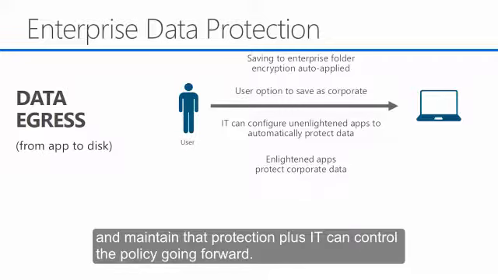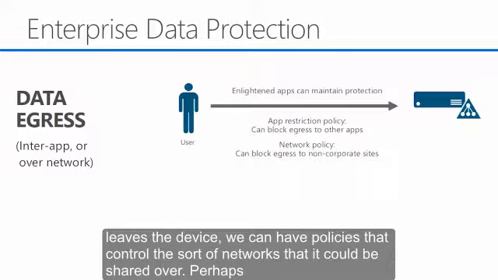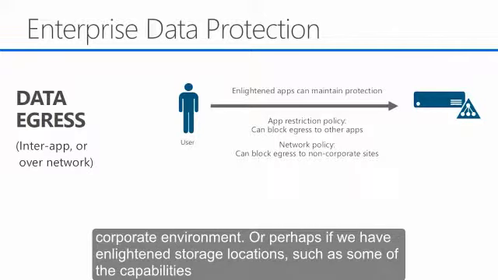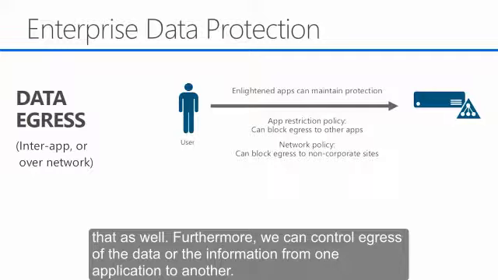plus IT can control the policy going forward. All right, so let's take a look at now sharing this over maybe a third-party file share or across the internet. As data leaves the device, we can have policies that control the sort of networks that it could be shared over. Perhaps we have a policy that requires a VPN back to corp, and the data can only be stored on a managed location in the corporate environment. Or perhaps if we have enlightened storage locations, such as some of the capabilities that are being brought to Dropbox or Box.com to work with Azure Rights Management, perhaps we can allow that as well.